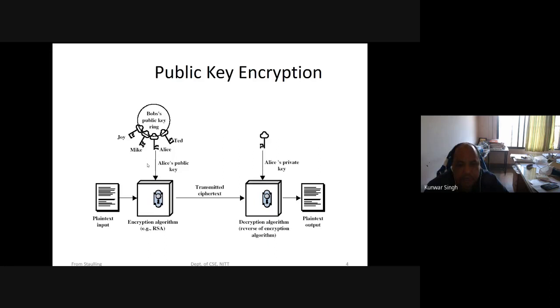So we have Alice and Bob. Bob wants to send a message to Alice. So what does he do? He has Alice's public key, encrypts the message, and sends it to Alice. The corresponding private key is known to Alice only, so only she can decrypt it. This is the way.